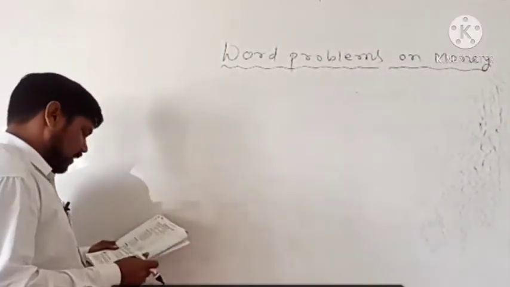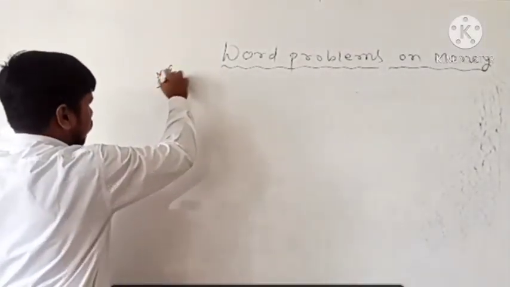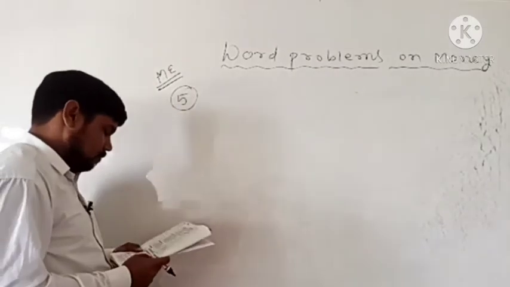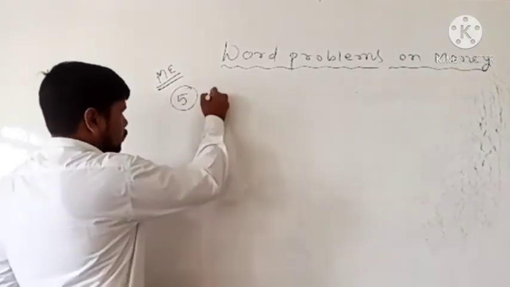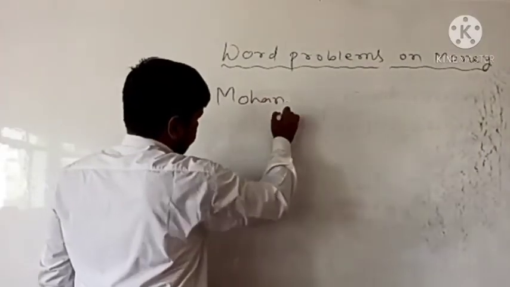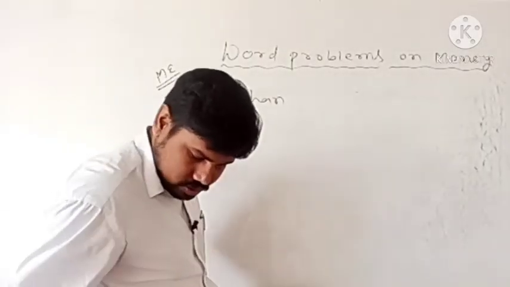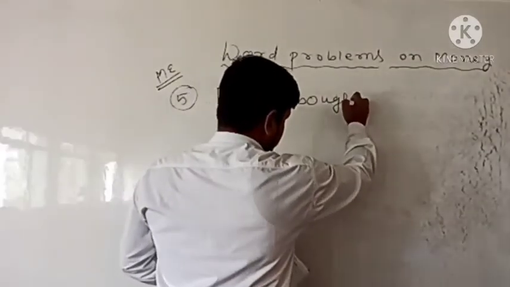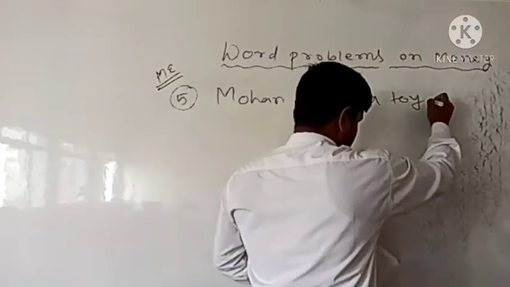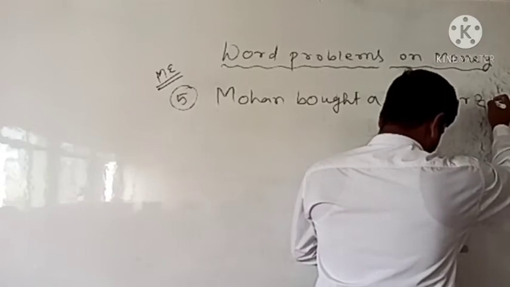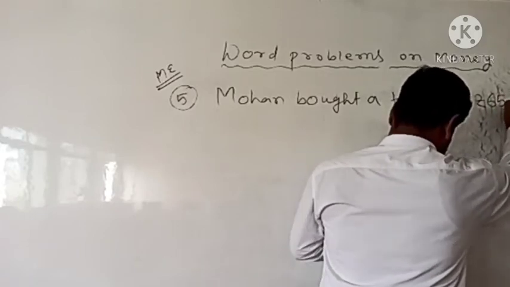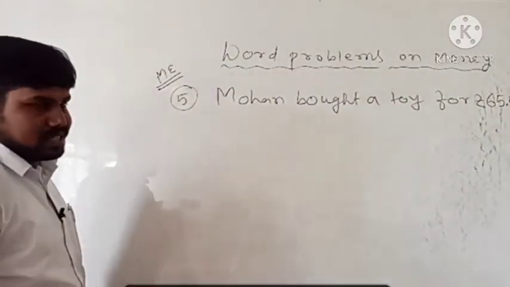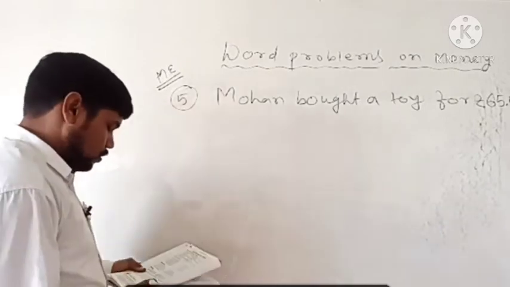One question is in question number 5, ME. Questions up to 4 we discussed in yesterday's class. So question number 5 is about Mohan, who bought a toy. So Mohan is a person, he is bringing a toy for rupees 65.50. So the cost of one toy is 65.50.